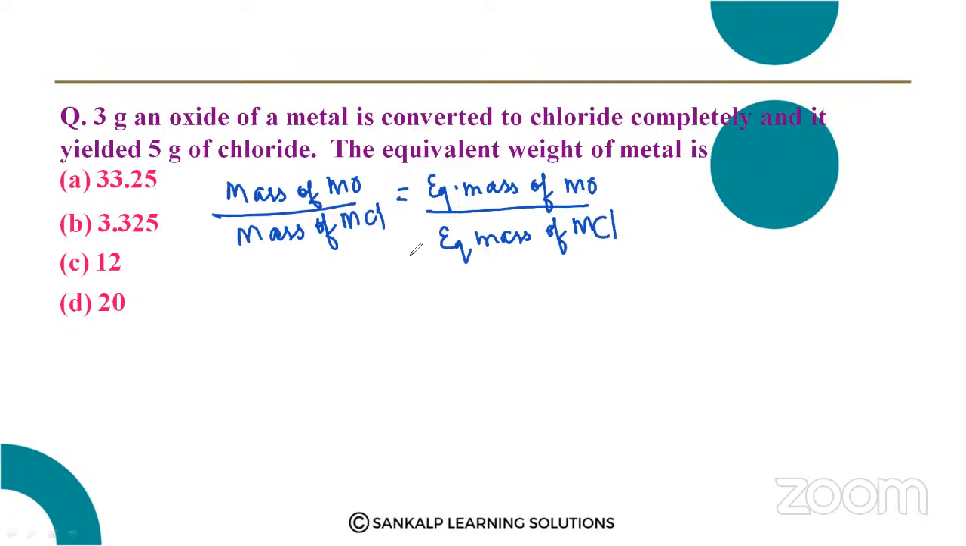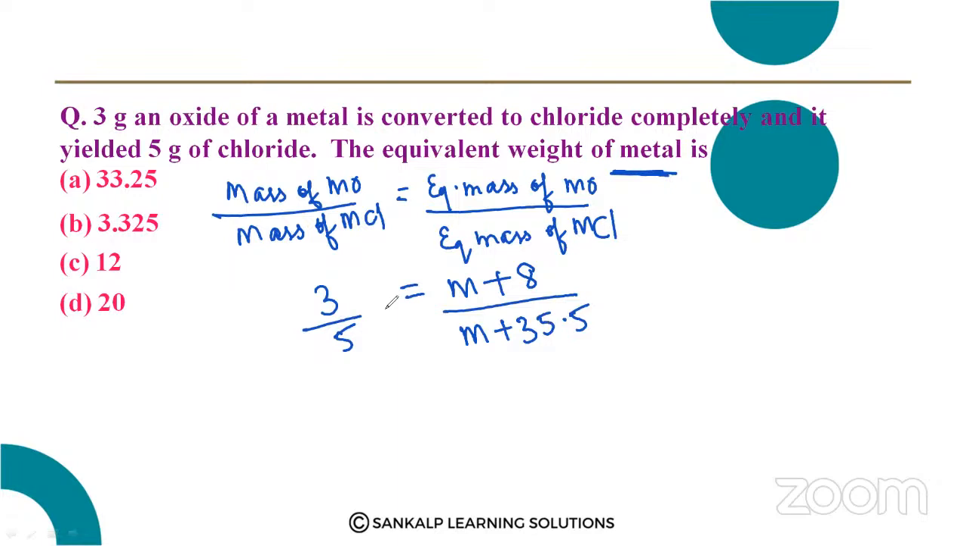So the mass of metal oxide, you know it is 3 grams, right? It is given. This is converted to chloride, so the mass of metal chloride is 5 grams. Now what are we finding? We are finding the equivalent mass of metal, which we don't know. Plus the equivalent mass of oxygen, which is 8, upon the equivalent mass of metal in metal chloride, which we don't know, plus the equivalent mass of chloride, which is 35.5. Now you just cross multiply this.